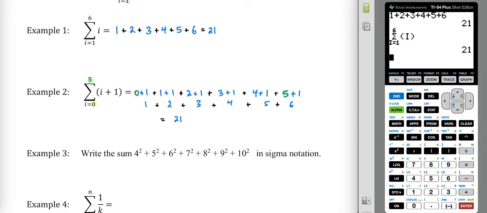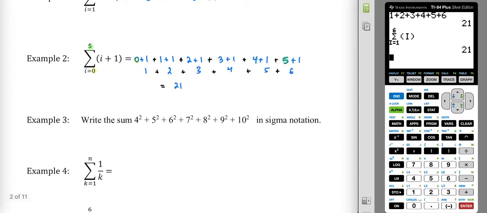So, pretty cool, but also it kind of opens some more pathways for us. All right, we got to keep that in mind. Now, number 3 is going the other way. Write the sum. Now, this sum goes from 4 to 10 in terms of the things that change. In terms of the things that don't, well, we got the summation. The summation comes into play because we see those plus signs everywhere.